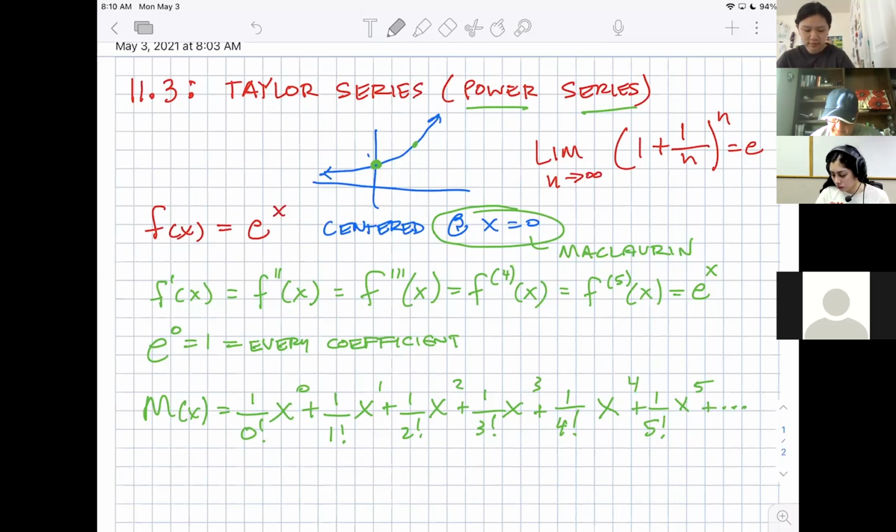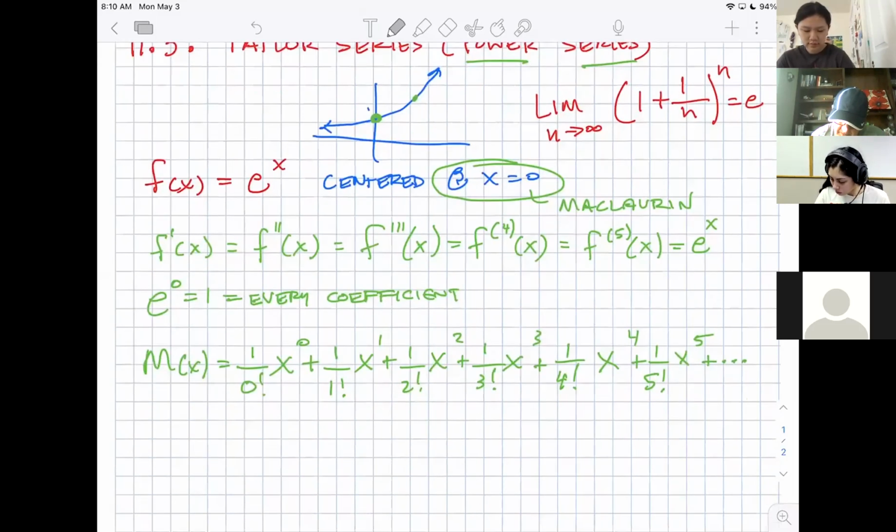And so if I were to write that out a little bit clearly. Again, it's really weird that 0 factorial is equal to 1 and x to the 0 is 1. So that entire first term just turns into 1. And then 1 factorial is 1. So you have 1 over 1. 2 factorial is 2. 3 factorial is 6.